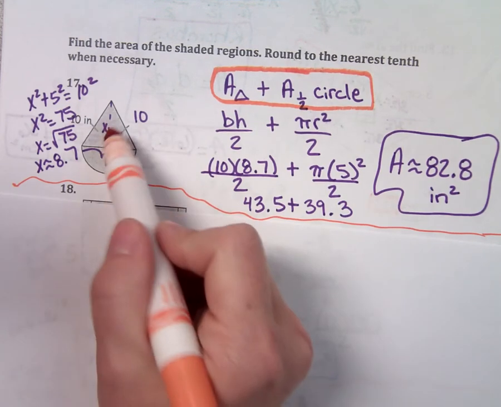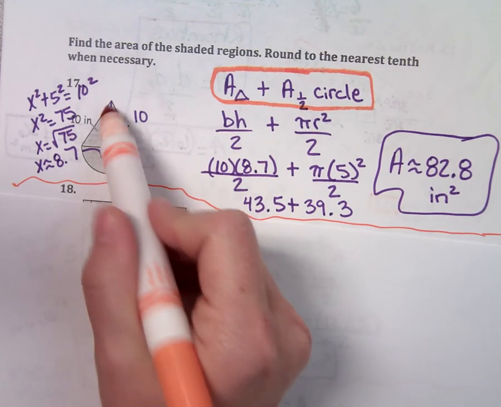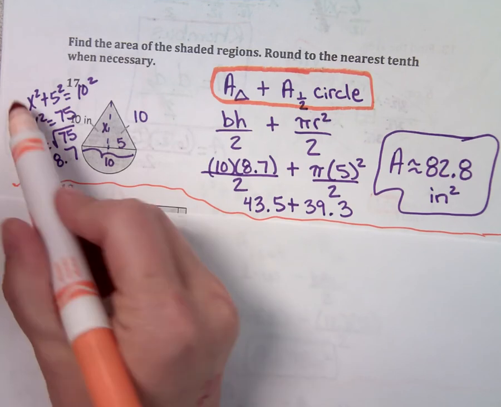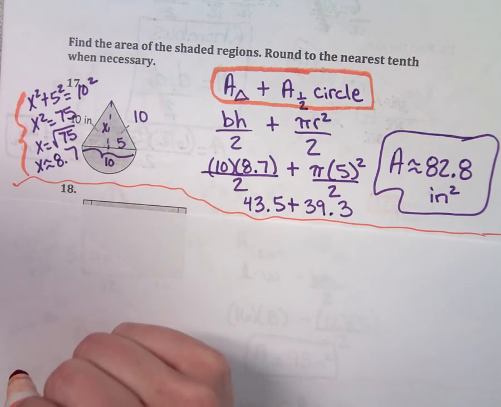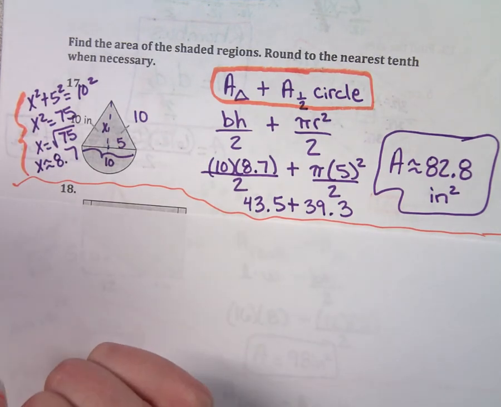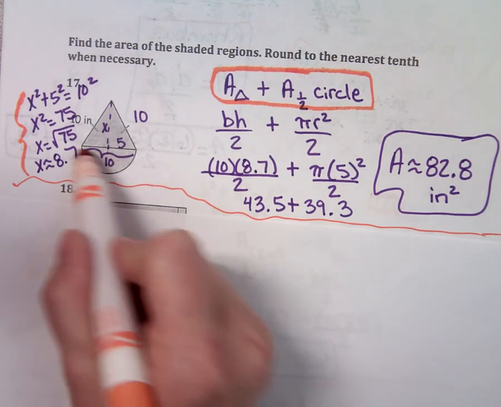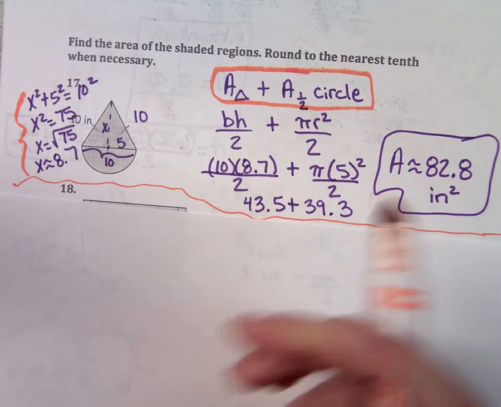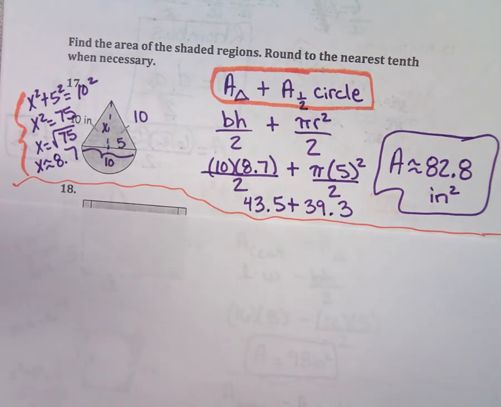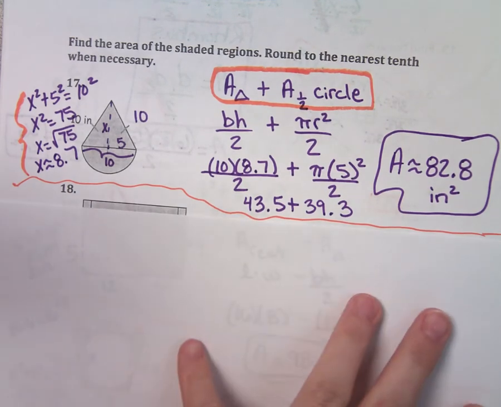I did go ahead and do Pythagorean theorem to figure out the height of my triangle, and so you see that work over here. And I know that if this is a 10, then the radius of my circle is 5. And this is what I get.